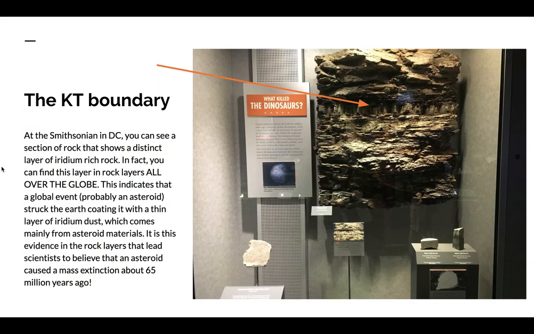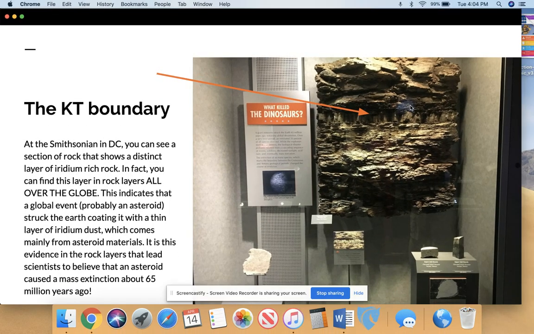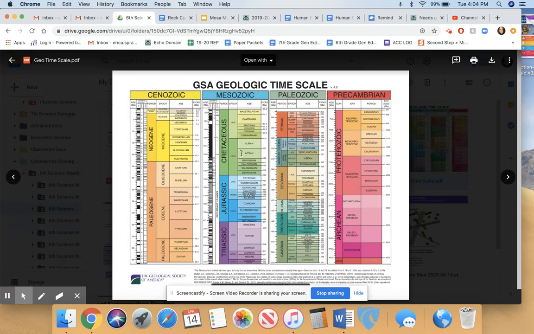Another really cool thing I got to see while I was at the Smithsonian in DC was a very, very old layer of rock. The theory that dinosaurs were killed by a meteor is actually a very well supported theory. If you went back to your geologic time scale, the end of the Mesozoic, which is the age of the dinosaurs, is right here at the end of the Cretaceous. So it's about 65 million years ago. And after the Cretaceous, you see very, very few of the big reptiles.